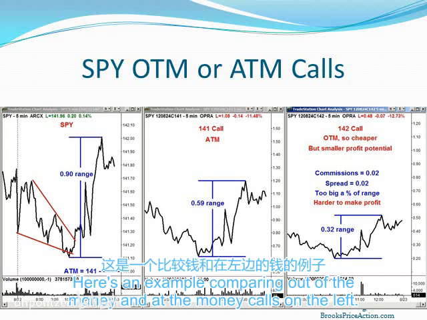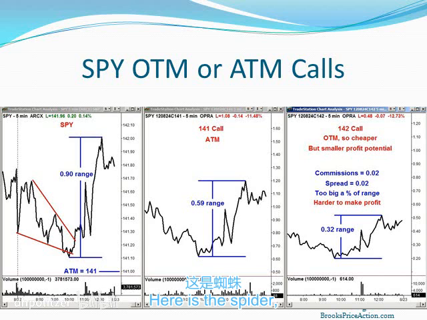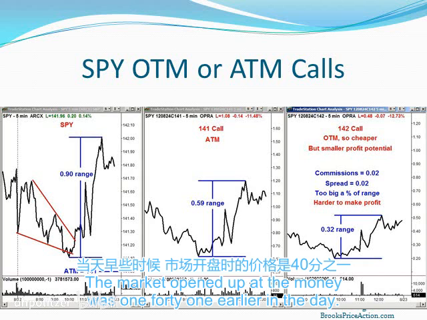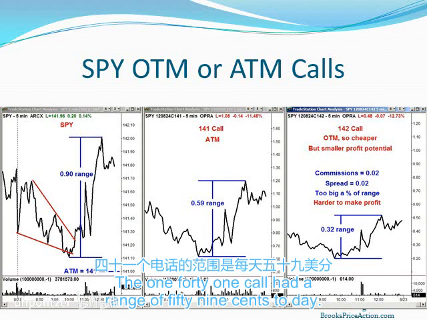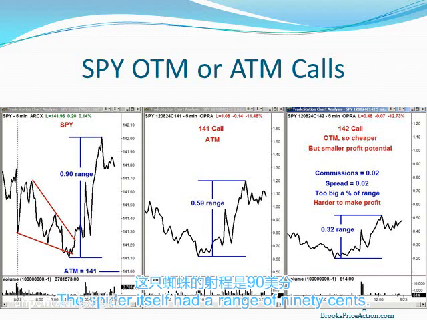Here's an example comparing out of the money and at the money calls. On the left is the SPY, and it's a line chart, not a bar chart. And this is what took place today. We had a 90-cent range. The market opened, and at the money was 141 earlier in the day. That's the closest strike, right? So at the money is 141. The 141 call had a range of 59 cents today. The SPY itself had a range of 90 cents.